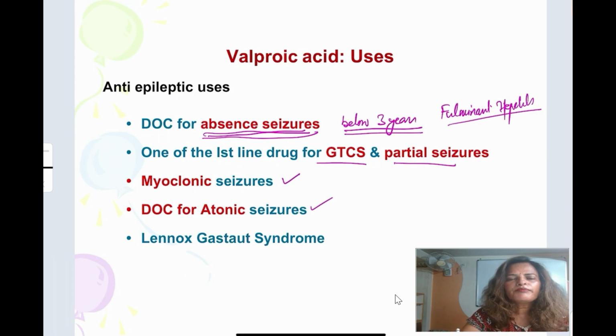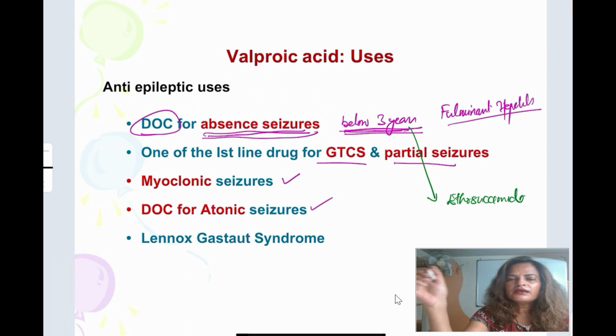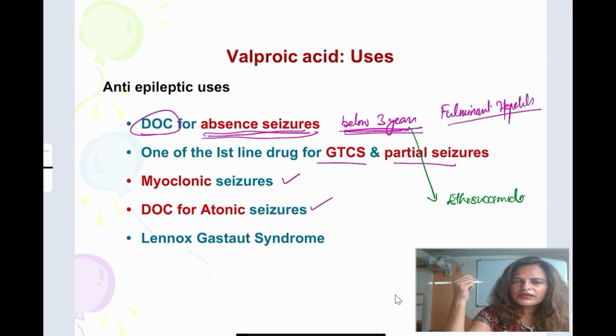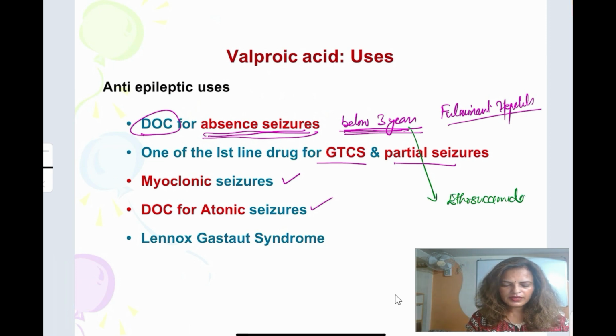Especially in children below 3 years. So if any child has an absence seizure, usually valproate is the drug of choice for absence seizure, but if the child's age is below 3 years, then the drug of choice becomes ethosuximide. Ethosuximide, that is the drug of choice. Otherwise, there are a total of 3 drugs which act by blocking the T current. One is valproic acid, second is ethosuximide, and the third one is Zonisamide.